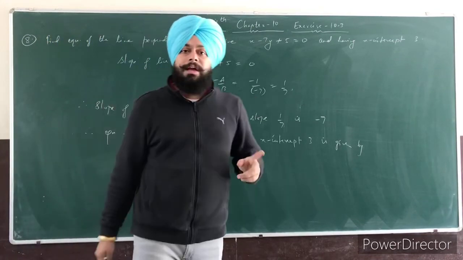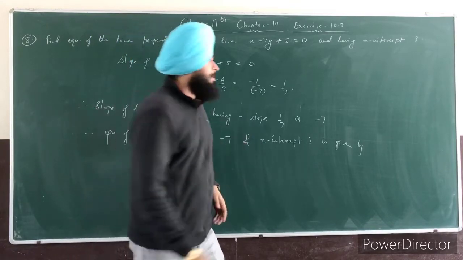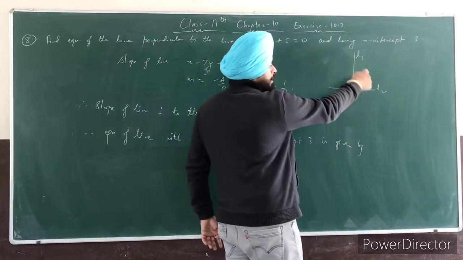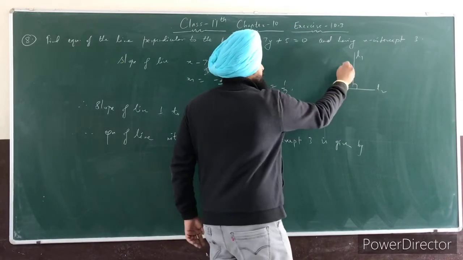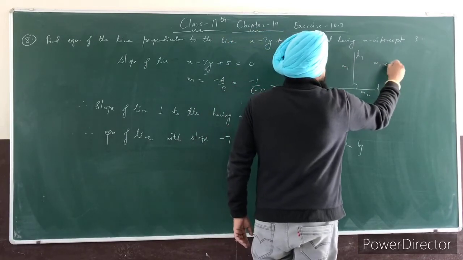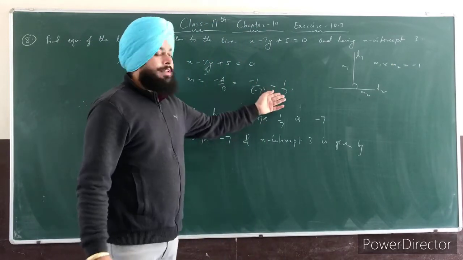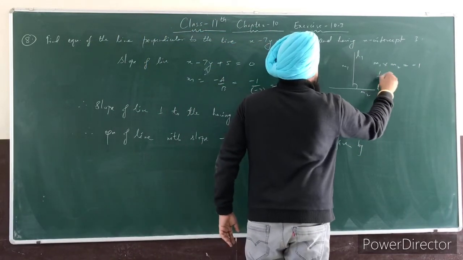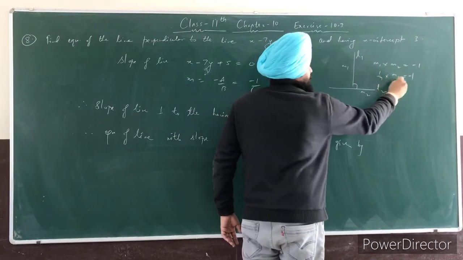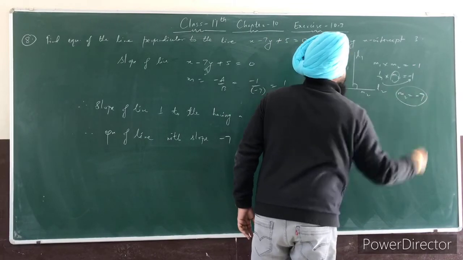Because we know that when two lines are perpendicular, then the product of their slopes is equal to minus 1. Suppose this is line L1, this is line L2. The slope of the first line is m1 and the slope of the second line is m2. So m1 into m2 is equal to minus 1. We found the slope of the first line, that is 1 over 7. So what is the slope of the second line? It is how much? Minus 7.